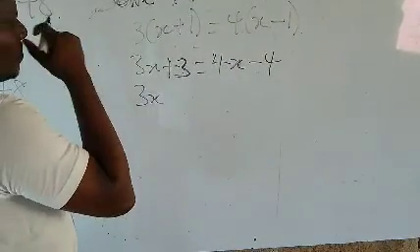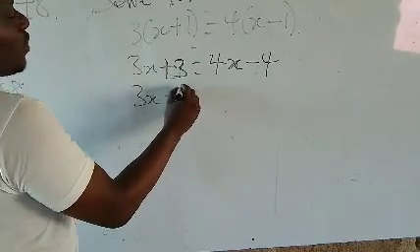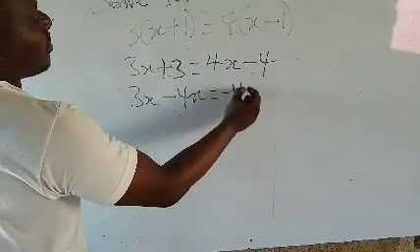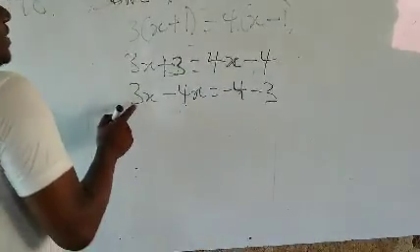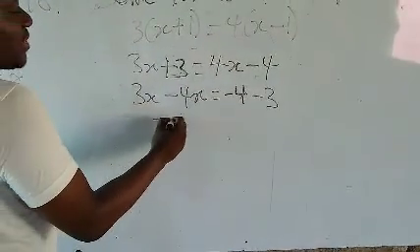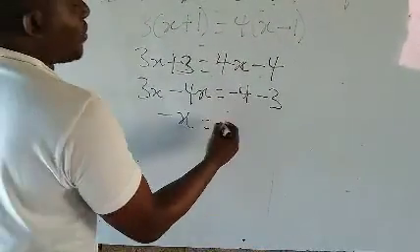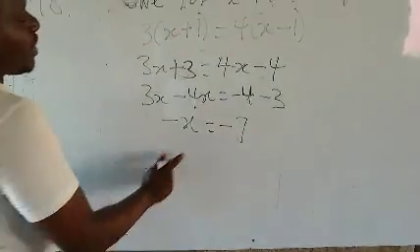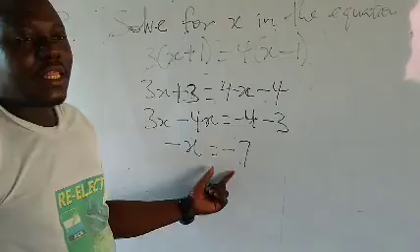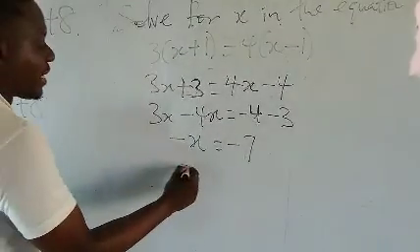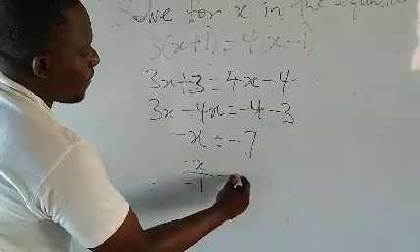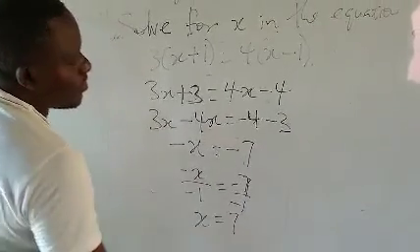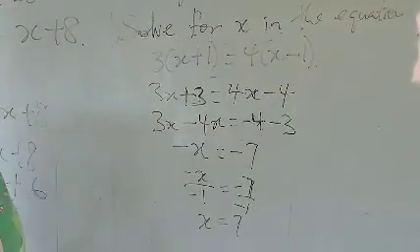Now from here you have this. Let's take all x to one side. You have minus 4x is equal to minus 4, plus 3 moved to this side is negative 3. 3x minus 4x is negative x. Minus 4 minus 3 is negative 7. What's the coefficient of x? It is negative 1. Now we have to divide both sides by negative 1. Now we have x is equal to 7. Do you understand now?